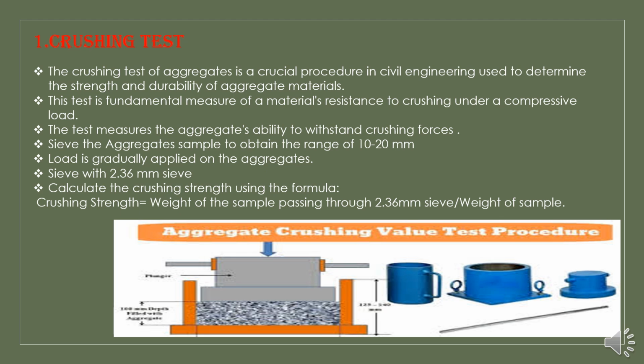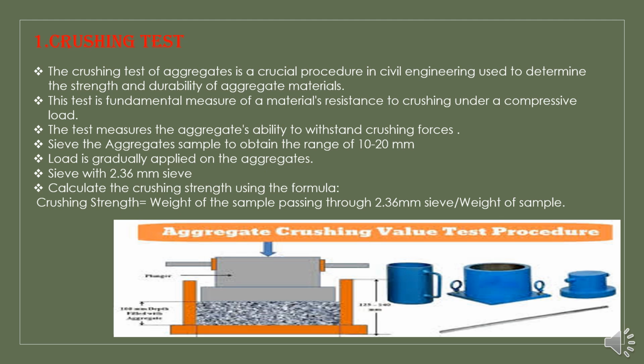First, we will discuss the crushing test. The crushing test of an aggregate is a crucial procedure in civil engineering used to determine the strength and durability of the aggregate materials. This test is a fundamental measure of a material's resistance to crushing under compression load. The test measures the aggregate's ability to withstand the crushing force.